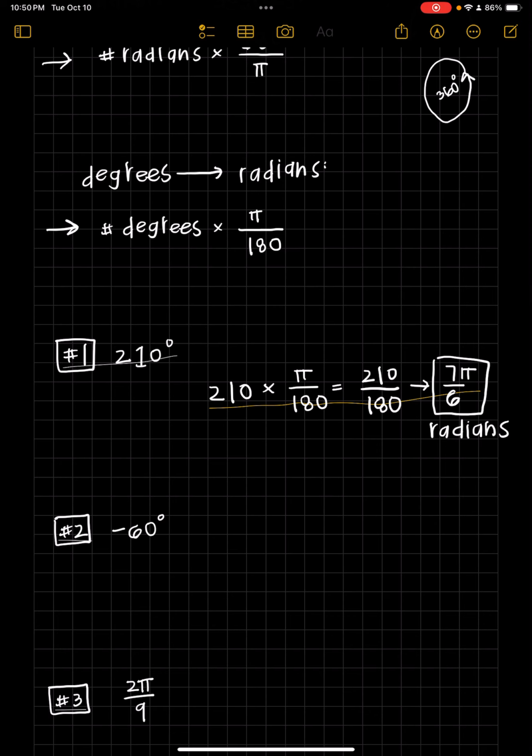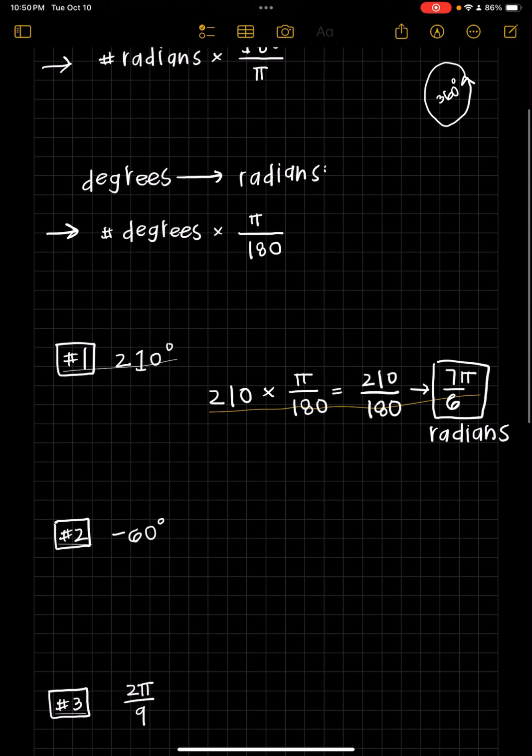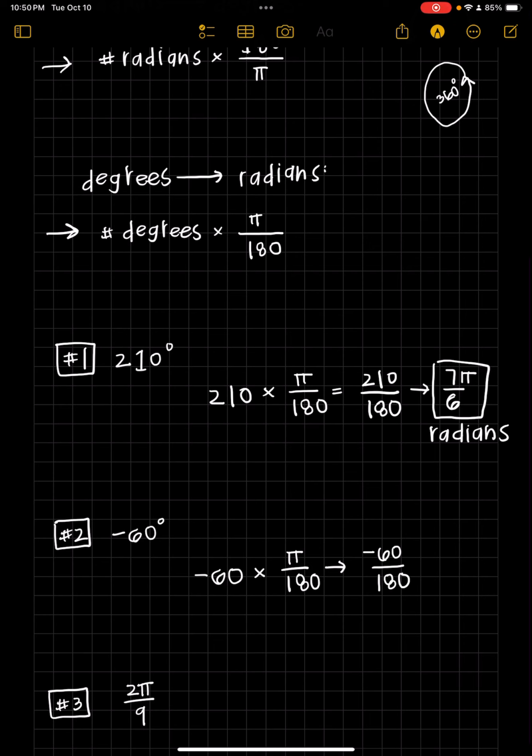When we want to convert that to radians, we're going to use the same equation. So we're going to say negative 60, and even though it's a negative number, we still just plug it in, times pi over 180. So once again, I'm going to do negative 60 over 180, simplify that, and then attach a pi to my answer. If I do negative 60 divided by 180 in my calculator and convert it to a fraction, I get negative 1/3.